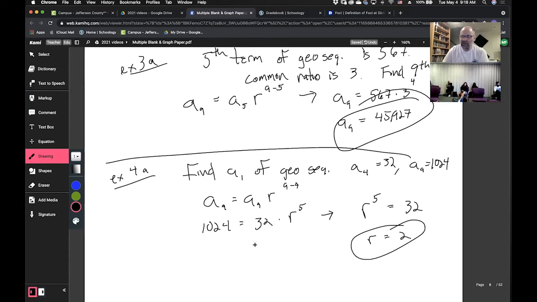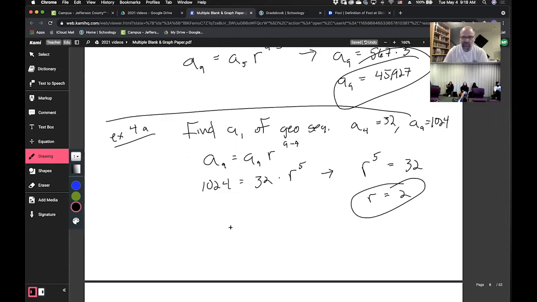So now we want to find A1, right? So let's try this. We're going to just use one of these and plug it into our original formula. So let's say we're finding the fourth term, which we already know, is A1 times R to the 4 minus 1, so R to the third. So this is 32 equals A1 times 2 to the third, which is just 8. 32 equals A1 times 8. A1 equals 4. So that's the first term in the sequence.